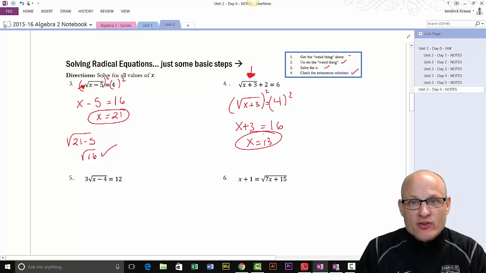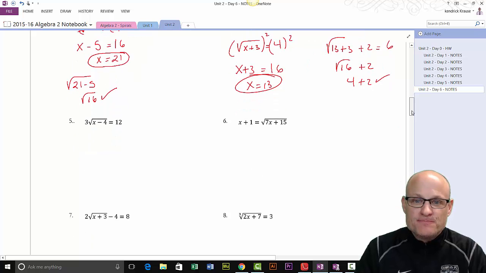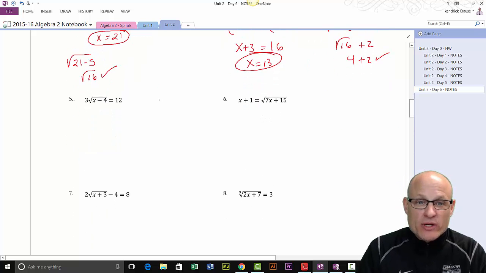Check your answers, please. Plug it back in. We're going to take the square root of 13 plus 3, plus 2. We want to make sure that this is equal to 6. Well, this is the square root of 16 plus 2, or 4 plus 2. Ka-ching! Here we go.